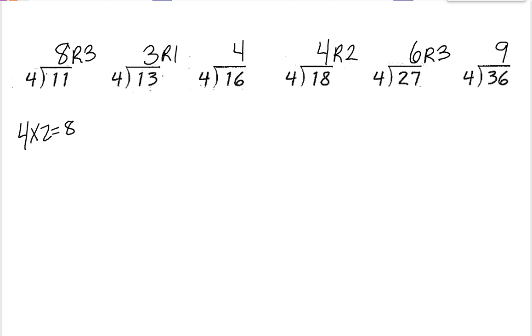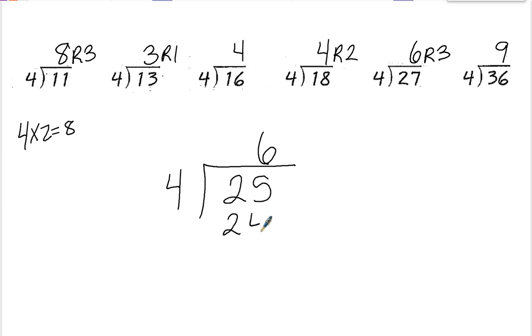Now, if I wanted to show this, and let's say I didn't know the problem in my head, I can divide to find it. And this is how I would. I would take the number 25 and divide it by 4. I want to think, 4 times what gets me close to 25? Well, I know that 4 times 6 is the same as 24. I would then subtract, and I end up with 1 left over. So my answer would be 6 remainder 1.